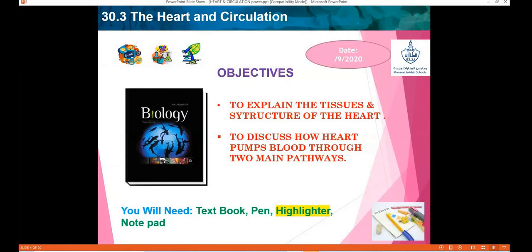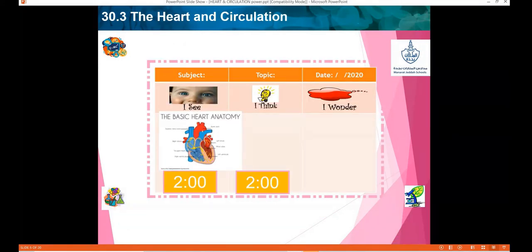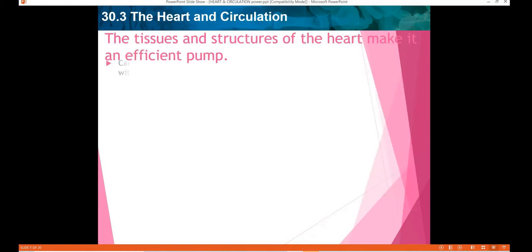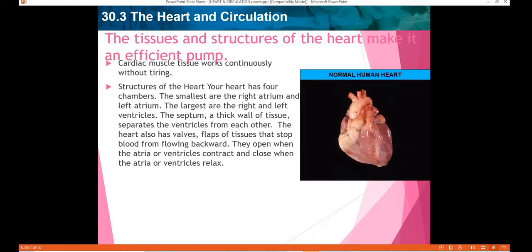You can find them. The objectives for this topic are to explain the tissues and structure of the heart and to discuss how the heart pumps blood through two main pathways. So we discussed the anatomy of the heart. The key concept for this topic is the heart is a muscular pump that moves the blood through two pathways. Now we discussed in our last lesson what these two pathways are. Let's revise what we studied in our last class.